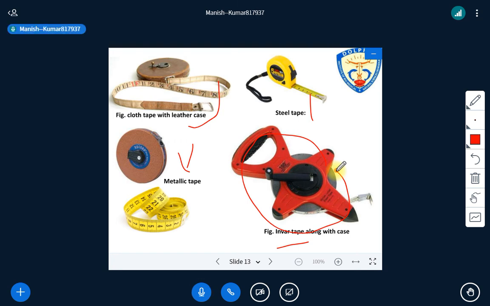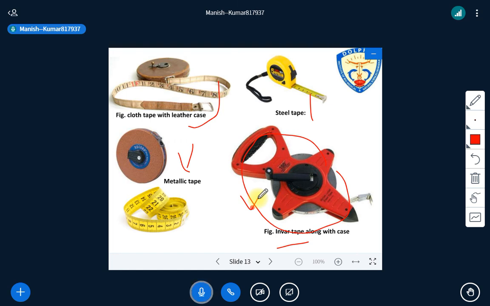So that's why, when you have to draw the baseline, you can use this invar tape. There is also one physical property: a very low coefficient of thermal expansion. The advantage is that during the summer it is not going to elongate. Generally most metallic tape elongates in summer, and the reverse happens in winter. But invar tape has a very low coefficient, so the chance of error is very small, because it is made up of an alloy of nickel and steel.